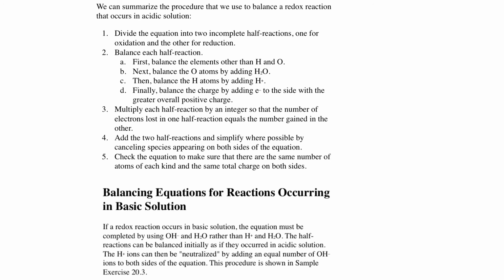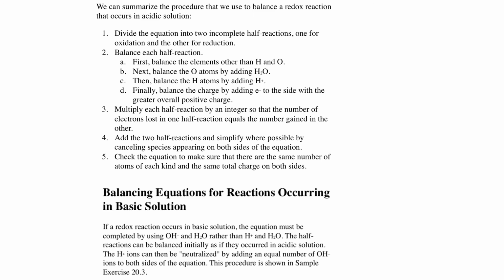3. Multiply each half reaction by an integer so that the number of electrons lost in one half reaction equals the number gained in the other. 4. Add the 2 half reactions and simplify where possible by canceling species appearing on both sides of the equation. 5. Check the equation to make sure that there are the same number of atoms of each kind and the same total charge on both sides.